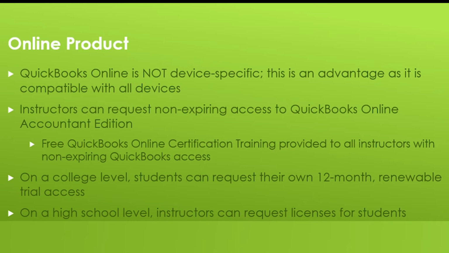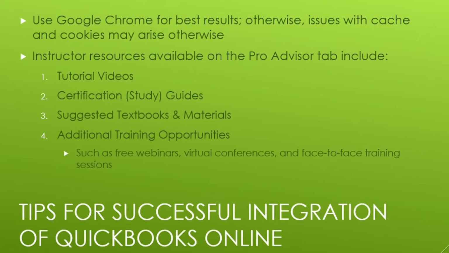On a college level, we have the students request their own 12-month renewable trial access, but on a high school level, you're going to need to request the licenses for your students and supply them with their username and then their temporary password until they can change it for themselves. I do recommend using Google Chrome for best results. Sometimes if you don't, issues with cache and cookies can arise.